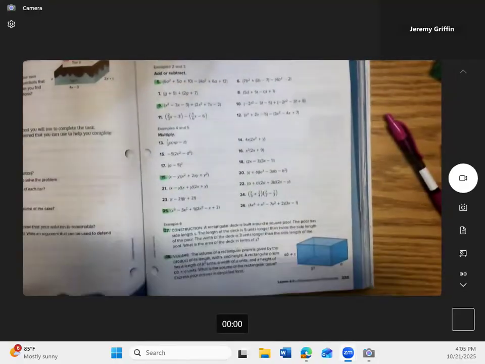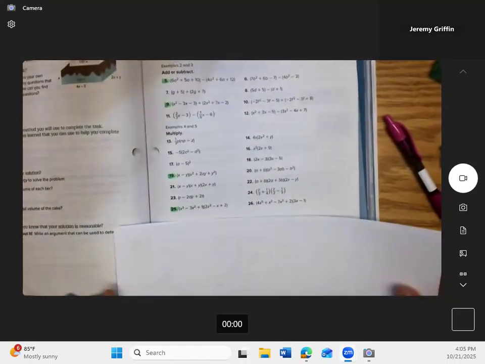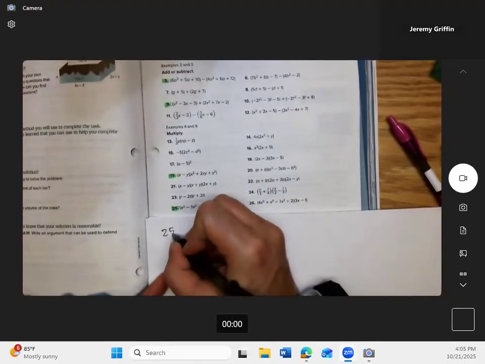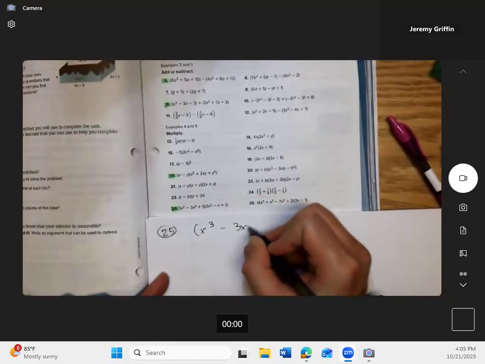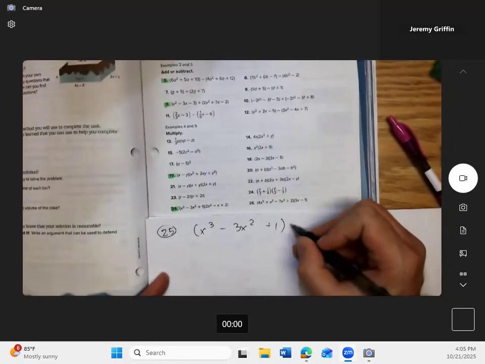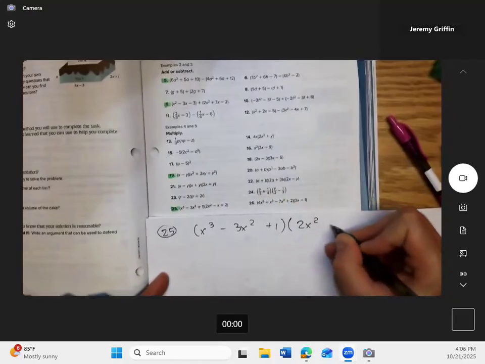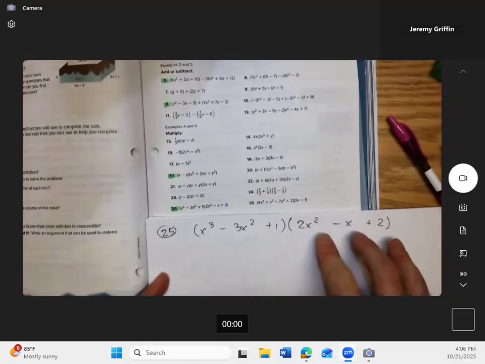Number 25. Here, I better go landscape on this. I guess this one's about to get exciting. I think I'm about to have 9 terms on this. So 25. I've got x to the 3 minus 3x squared plus 1. And that's all multiplied by 2x squared minus x plus 2. Ooh, 3 terms here, 3 terms here.